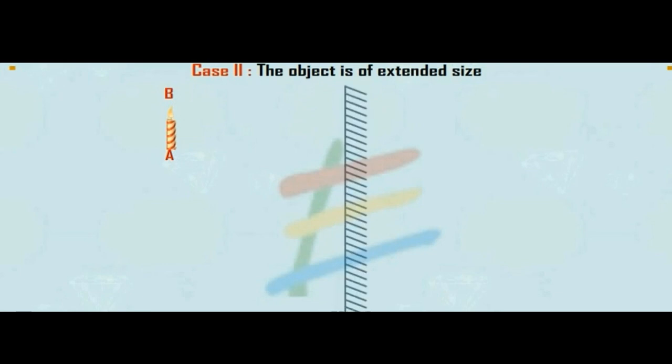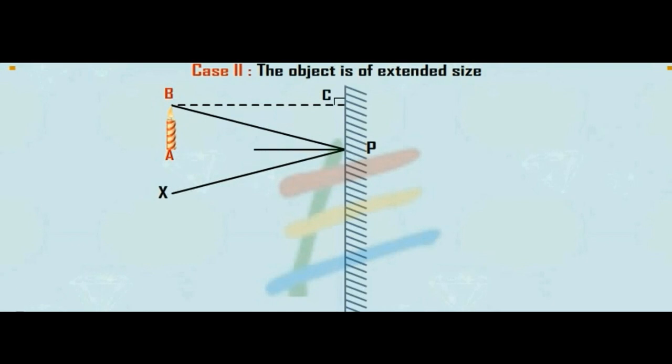Now we discuss further the formation of an image of an extended object by a plane mirror. We take the object AB, a candle, and a plane mirror. First, a light ray coming from the top of the object falls perpendicular to the mirror, and after reflection travels back along the same path. Another ray from the top of the object falls on the mirror and travels back after reflection, making equal angles, the angle of incidence i and the angle of reflection r. Then we extend these rays behind the mirror, and the point is given as B dash.